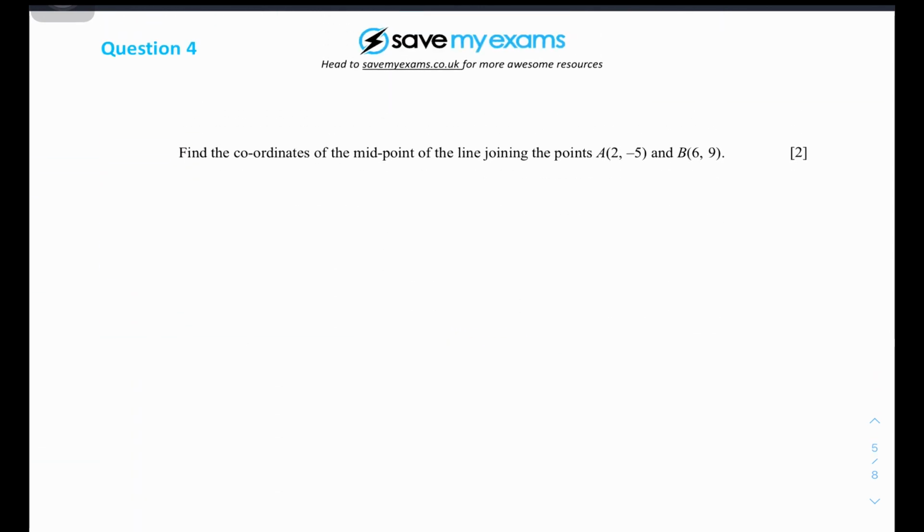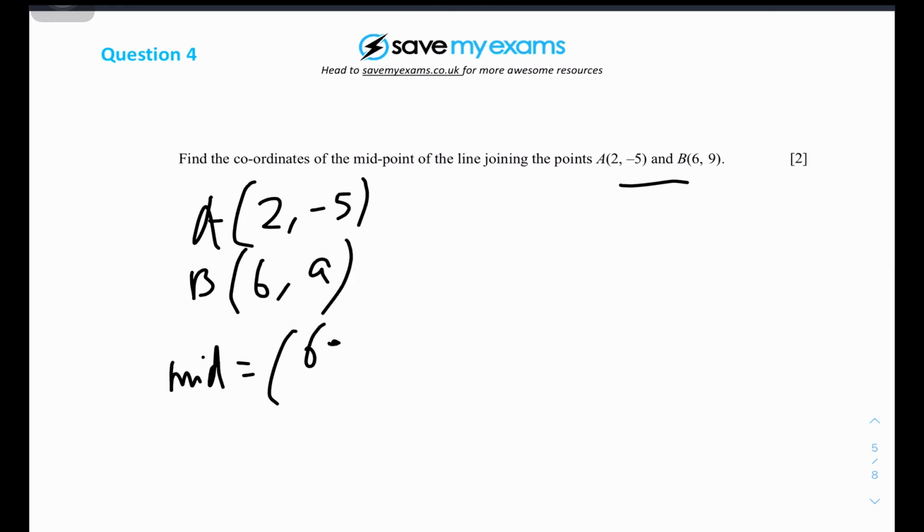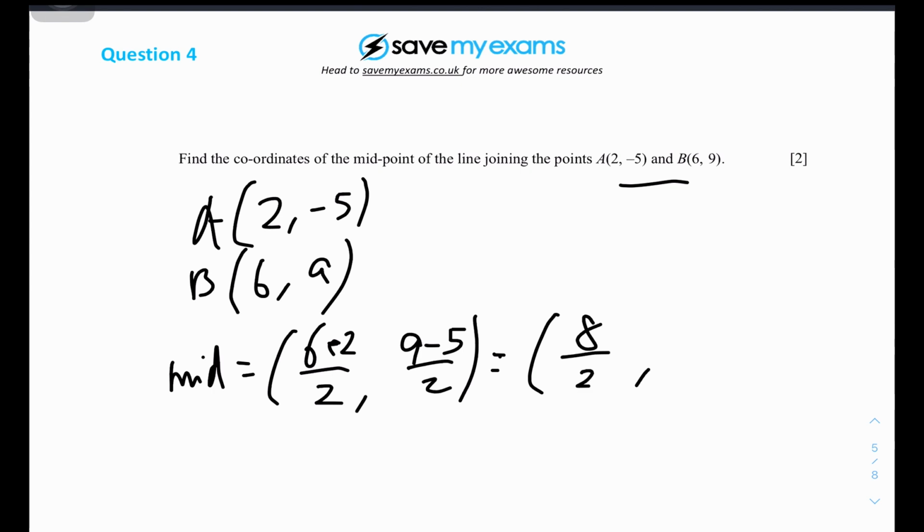Then we have question 4. Find the coordinates of the midpoint of the line joining A and B. So it's quite simple. You're just trying to find the coordinates of the midpoint of the line joining this. A is 2, minus 5, and B is 6, 9. You just find the midpoint. Midpoint is 6 plus 2 over 2, 9 minus 5 over 2, which is 6 plus 2 is 8, and 9 minus 5 is 4. And therefore the midpoint is just 4, 2. And that's the answer.